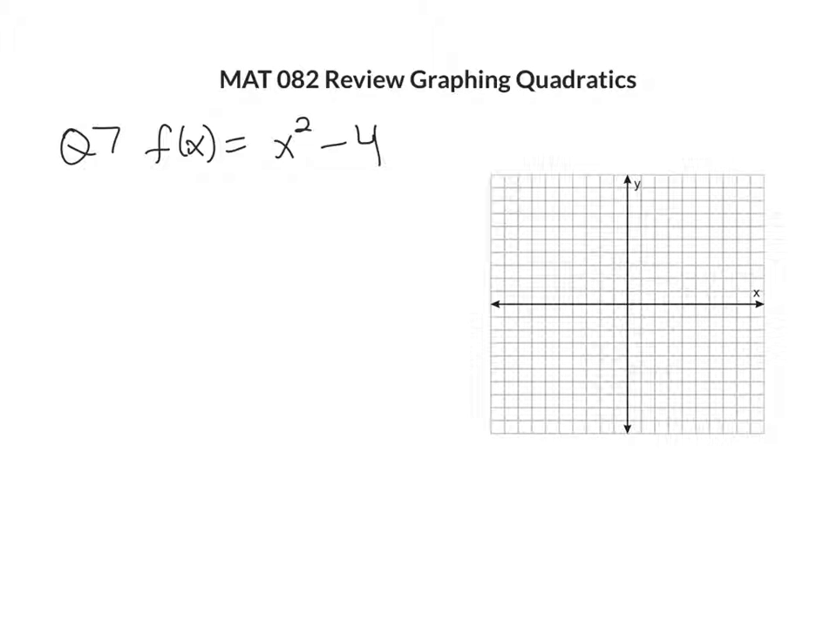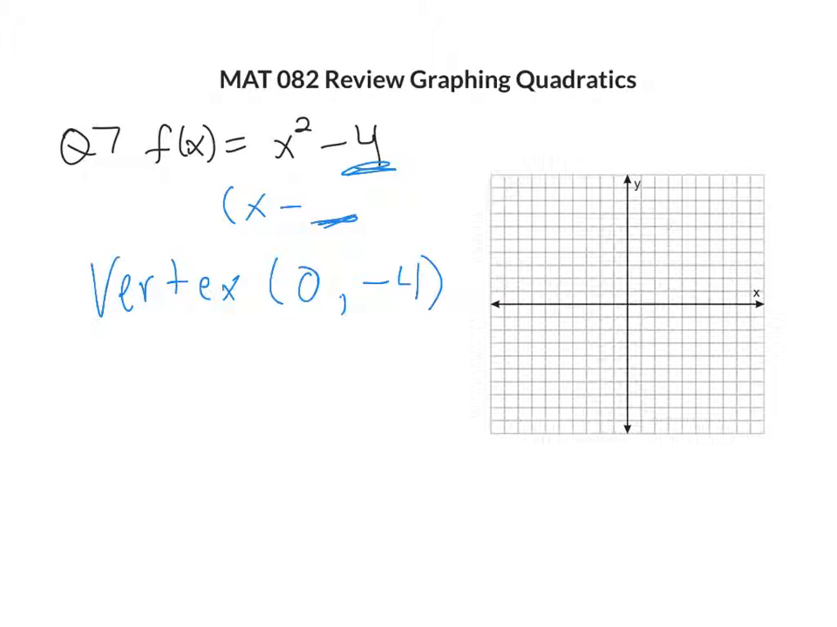This is also in vertex form. However, we noticed in the past it's had like x minus a number, and that was part of our x coordinate. There is no number there, so that actually means that our x coordinate is at 0 for the vertex. And then the other number, the -4, that would be our y-intercept, or the y point. So in this case, the y-intercept and the vertex are one and the same. We can draw our axis of symmetry. It'll be down the y-axis there.